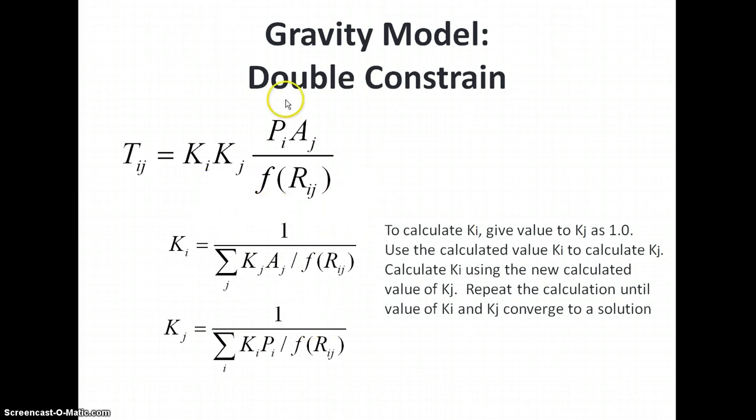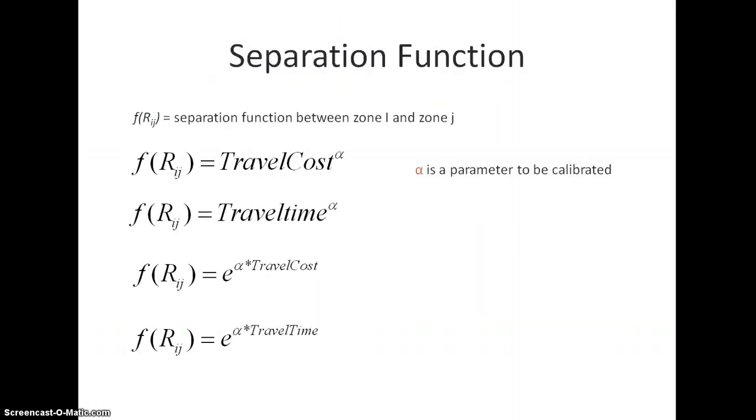That means if you total up your matrix horizontally along the row, you get the number of productions, the same as the actual production. If you total up downward along the column, you get the total number of attractions equal to the actual attraction. For the separation factor, we can put travel cost or travel time, or a combination of that, or instead of a power function, we can use an exponential function.